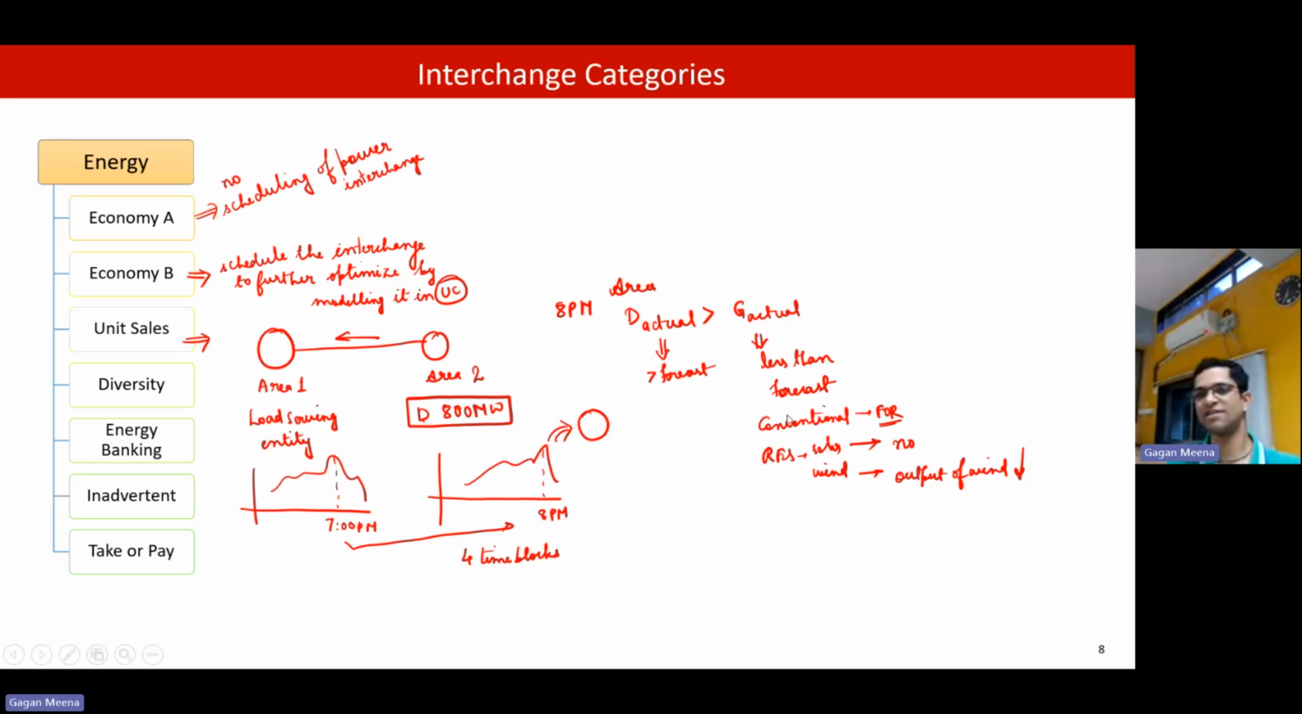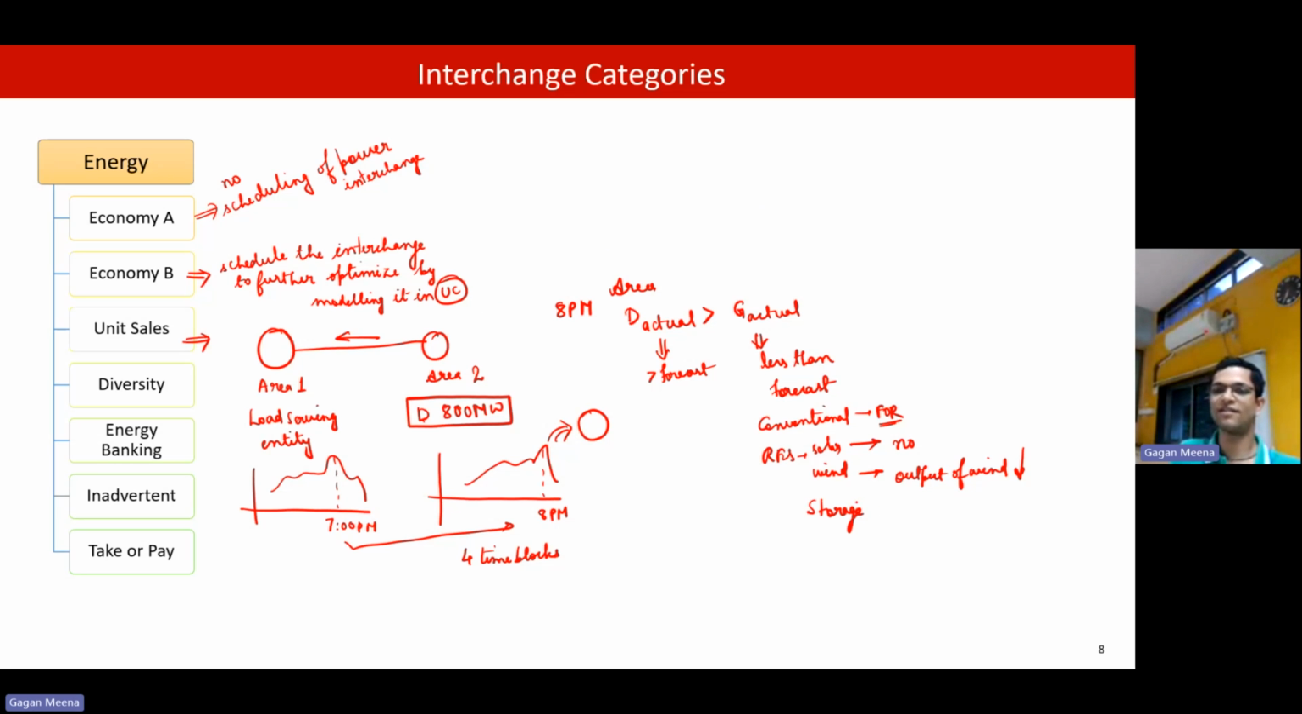we need extra power from the neighboring area. We need to import power. In that case, area 1 can help to meet this peak demand at 8 p.m. The same thing applies to, let's say, the storage here.